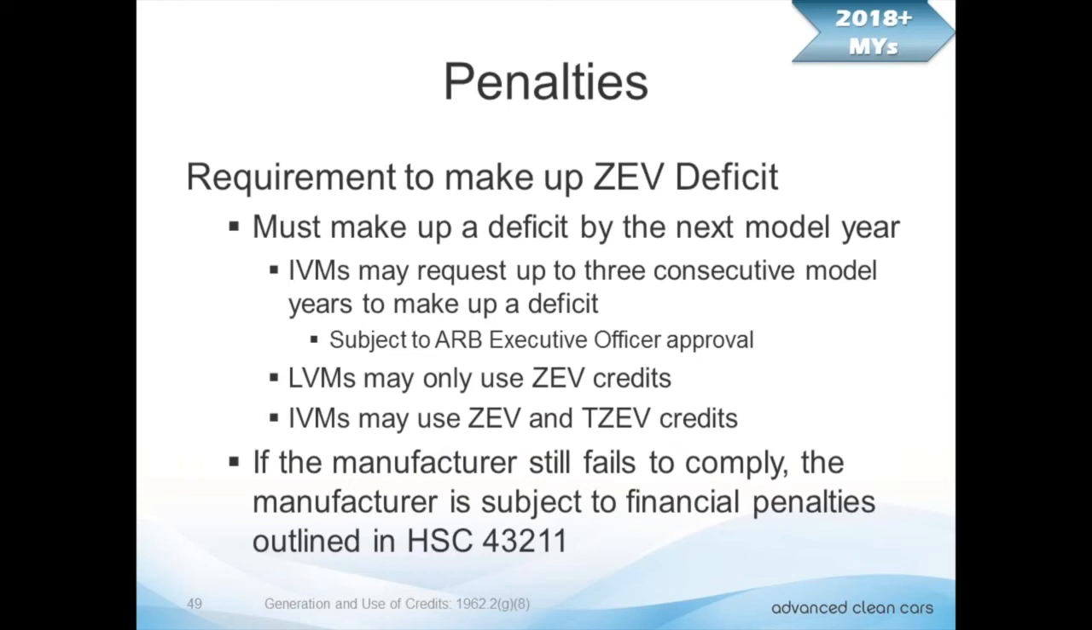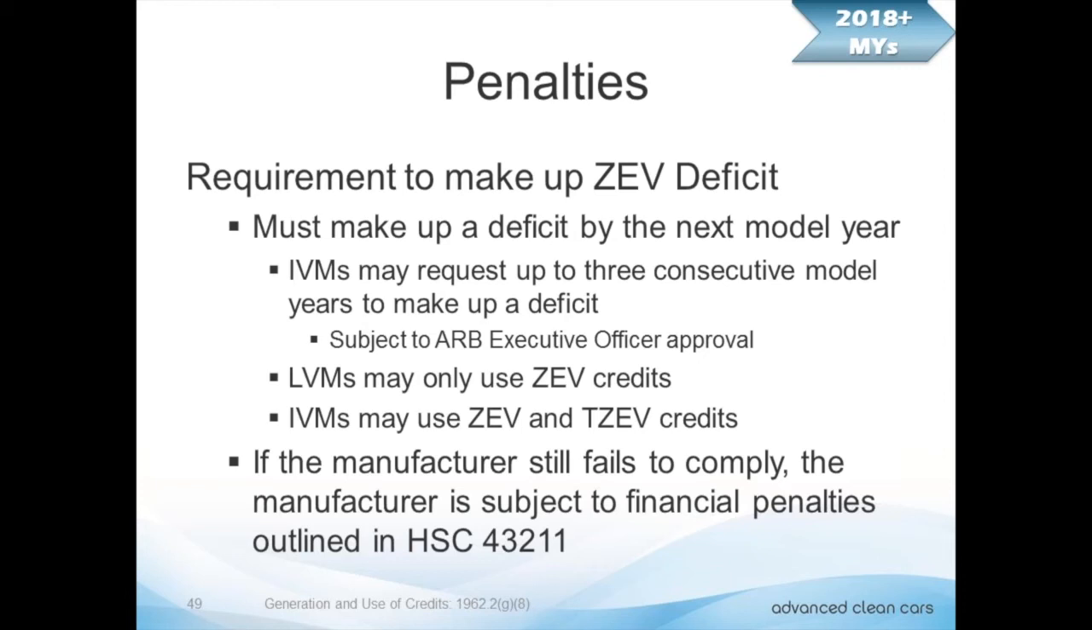Intermediate volume manufacturers may apply to ARB's executive officer to request up to 3 consecutive model years to make up a credit deficit for any given model year. In order to qualify for this extension, the manufacturer must have delivered ZEVs or TZEVs within that model year, and they must submit a plan demonstrating how they will make up the credit deficit within the requested time period. Large volume manufacturers are required to use ZEV credits to fulfill a deficit, but intermediate volume manufacturers may use credits from ZEVs or TZEVs when meeting a deficit.